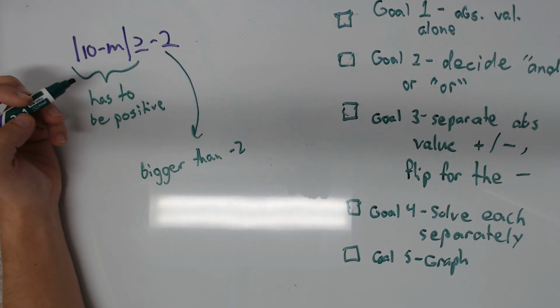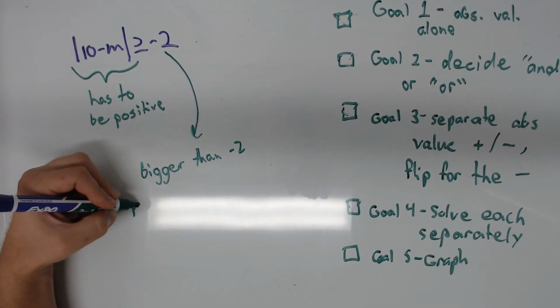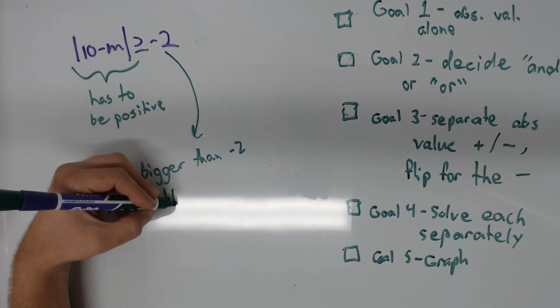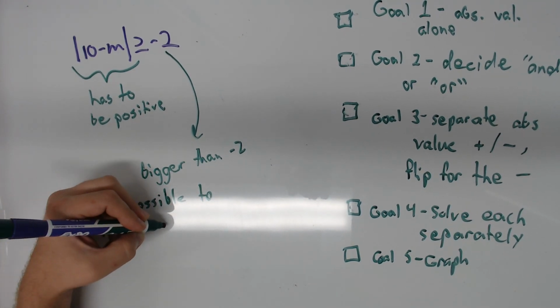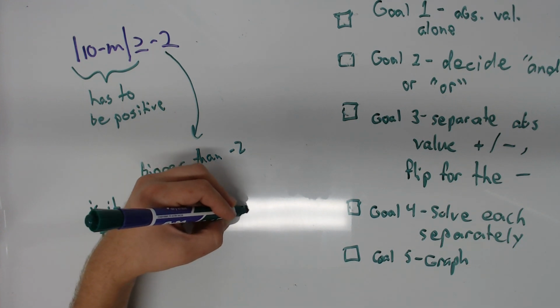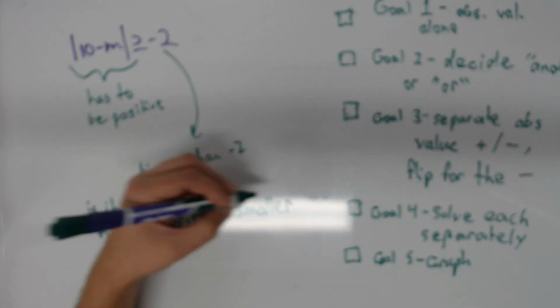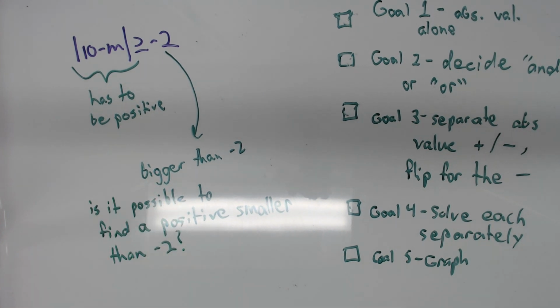Now my question for you is, is it possible to find a positive number smaller than -2? That's my question for you. It's a weird question, but no, it's not possible. It's not possible for a positive number to be smaller than a negative number.